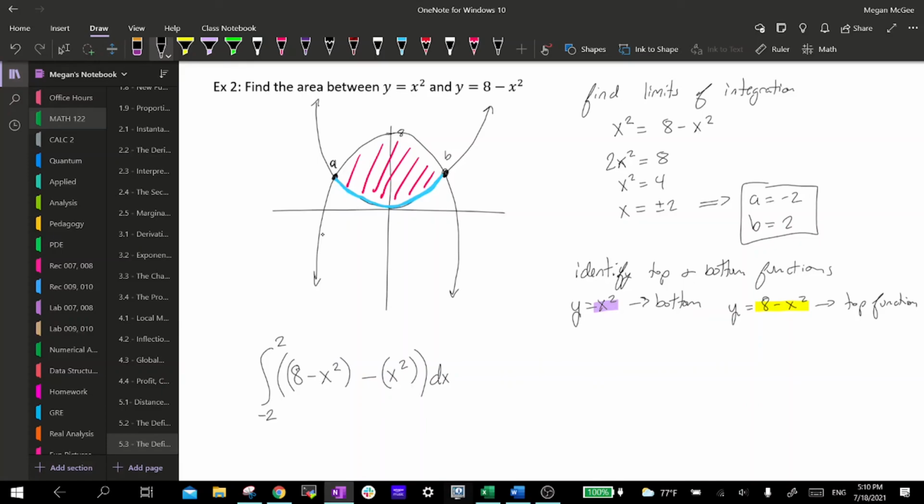Okay, so now we're going to go ahead and simplify inside of here first. We can drop a few sets of parentheses. So we get integral from negative 2 up to 2 of 8, and then we get negative x squared minus x squared. So we get minus 2x squared dx. And if you go ahead and plug this into your calculator like we learned in the last section, you'll get that the answer is 21.33. Alright, so that is how you calculate the area between two curves.